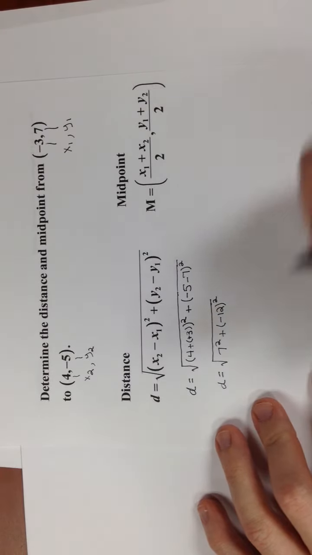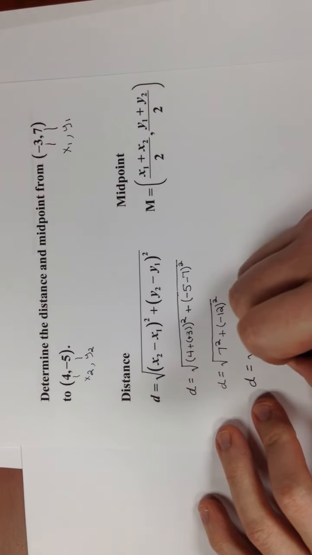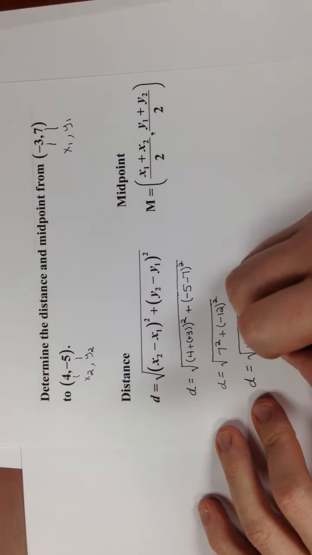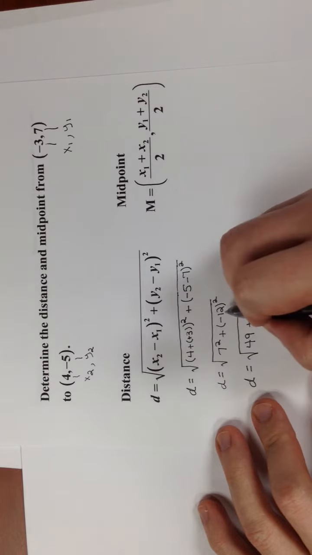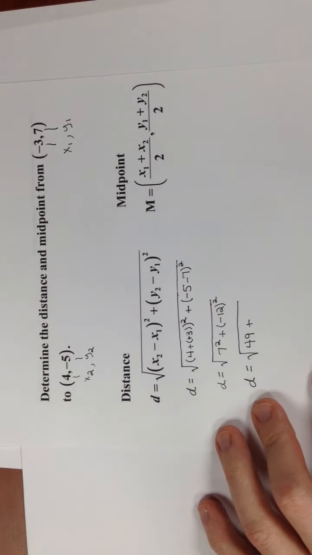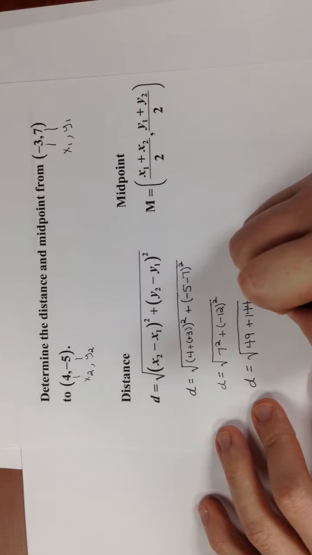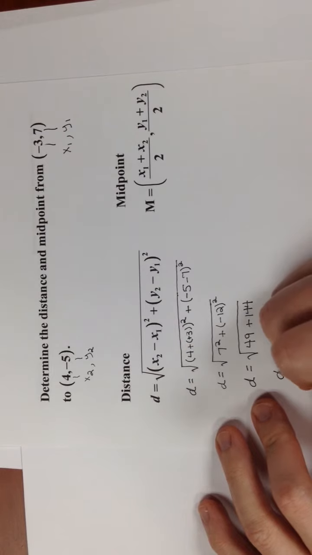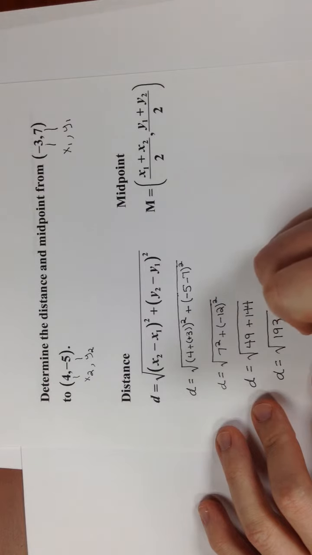And in looking at the values, now for the distance, we have the square root. We have the square of 7, which will be 49. And the square of a negative number is also going to be a positive, so the square of -12 will be 144. And so adding the numbers together, we have for the distance the square root of 193.